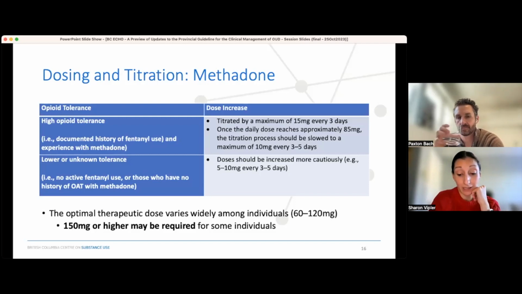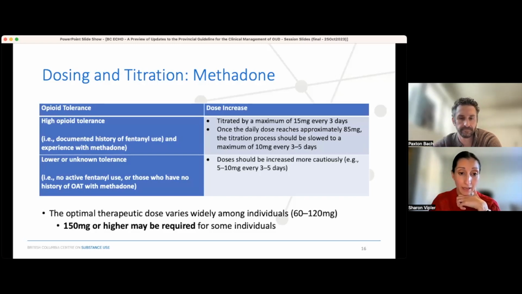So dose increases depend on an individual's known opioid tolerance, and it can increase 5 to 15 milligrams every 3 to 5 days. For those of you who were taught about methadone up titration in the same time that I was, we really were looking at 5 to 10 milligrams every 5 days. So this increases the incremental increase that's permitted, but also decreases the time between increases. And the idea behind that is that we would ultimately, ideally, be stabilizing individuals on doses faster.